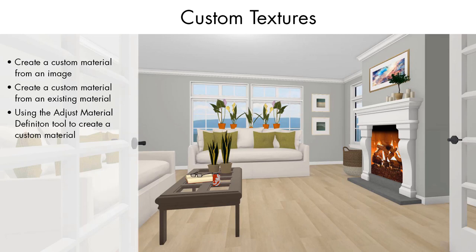Materials are used to define how your design will look in a 3D view. Materials can be simple solid colors or complex texture materials. Home Designer comes with a large selection of materials available to you in the library. Additional materials can be downloaded from the 3D library on the Home Designer website.